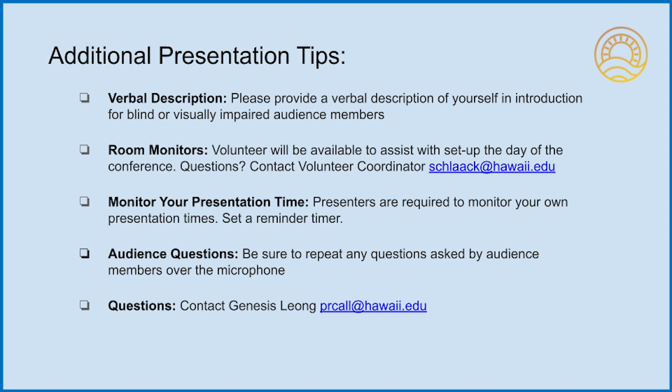The title of the slide is Additional Presentation Tips. The slide includes the Pacific Rim logo. The first tip is to provide verbal description. So please provide a verbal description of yourself in your introduction. My description that I use and identify with is I am a Native Hawaiian woman with brunette colored hair. I'm wearing a polo shirt from our organization with the Center on Disability Studies logo.